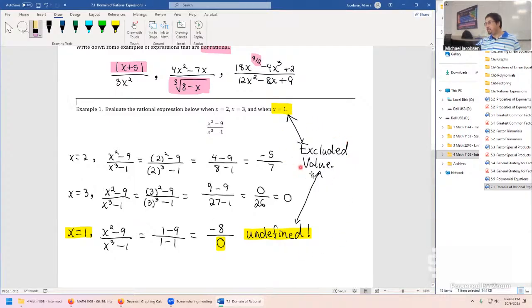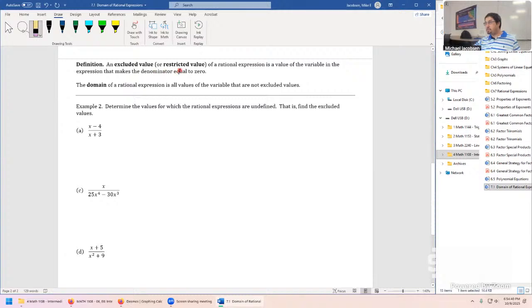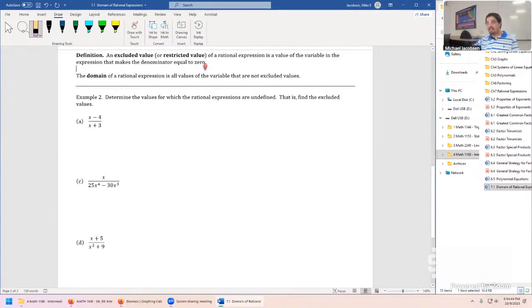Okay, so to put this excluded value idea down more firmly on paper, here's the definition. Excluded value, sometimes called a restricted value. Either way, it sounds like something bad. An excluded value of a rational expression is a value of the variable that makes the denominator equal to 0. That's kind of interesting in a way because the very last section was solving polynomial equations set equal to 0. So these concepts actually overlap in a nice way. If we ever talk about the domain of a rational expression, the domain is all the good values. It's the values of the variable that are not excluded. So in this example too, really all we're going to go for is find the values for which the rational expression is undefined. We're looking for the excluded values, in other words.